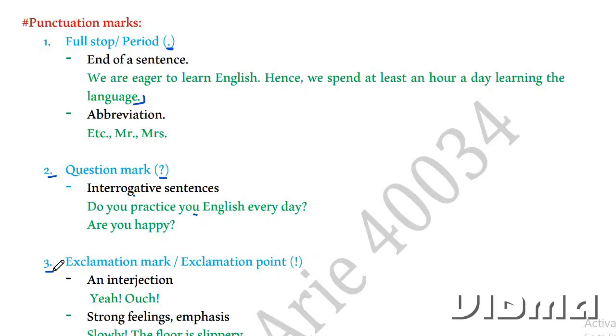Punctuation mark number 3. Exclamation mark, or it is also called exclamation point. And this sign is exclamation mark or exclamation point. So when do we use this particular symbol? We use this exclamation mark with interjection. For example, yay! Hooray! Ouch, it hurts! Hooray, we won the game! etc., etc.